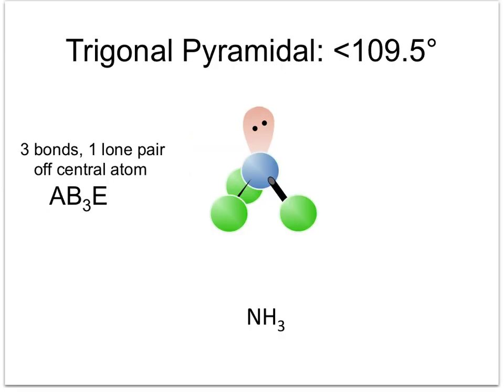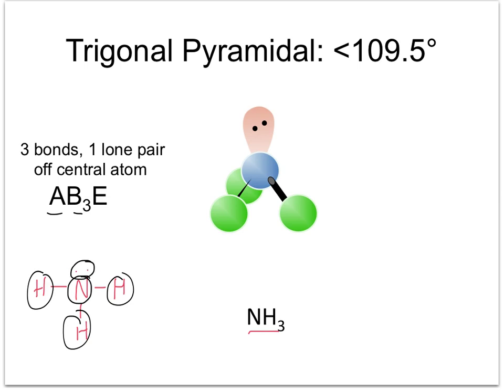The last shape is the trigonal pyramidal shape, and that is also going to have a lone pair coming off the central atom. But this time it will have three bonding atoms. If we take a look at ammonia, and we drew ammonia out using the rules from section 5.2, you would have gotten this structure. If we code it, you've got a central atom, that's A. We've got 1, 2, 3 bonding atoms, that's B3, and you have one lone pair off the central, which is your E, and AB3E codes as a trigonal pyramidal.